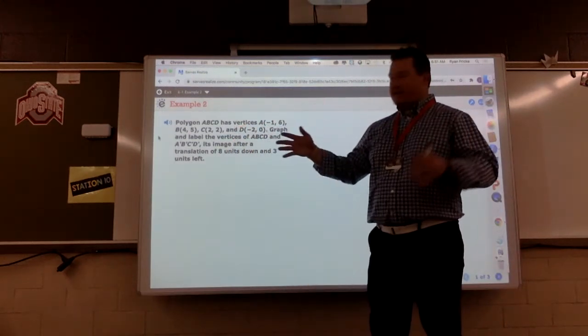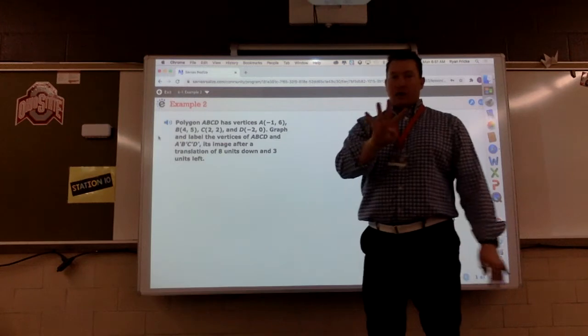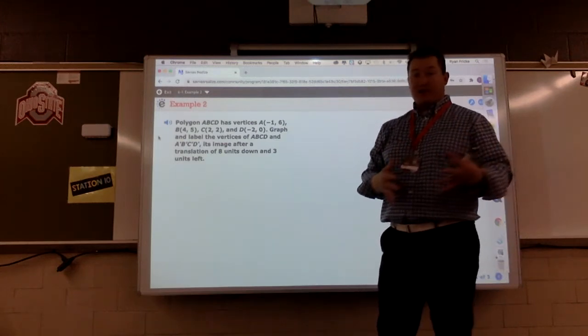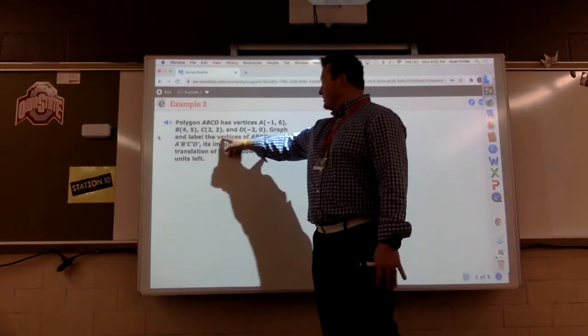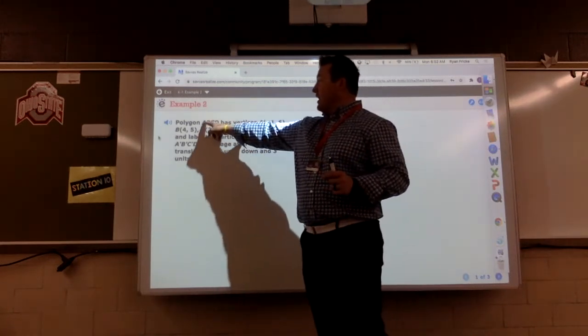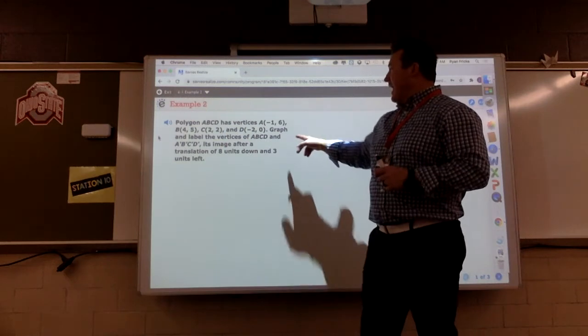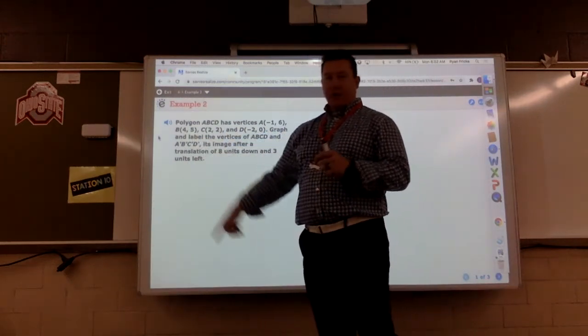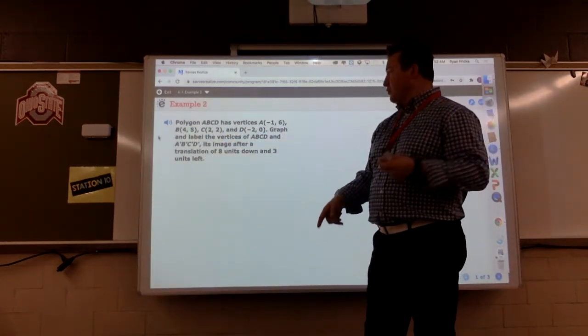So we can all imagine what this would look like, right? These are 4 points on a coordinate plane. That's nothing new for us. And then it says graph and label the vertices, right? The vertices, guys, are each one of those points, A, B, C, and D, okay? And then we have to label them A prime, B prime, C prime, D prime, right?